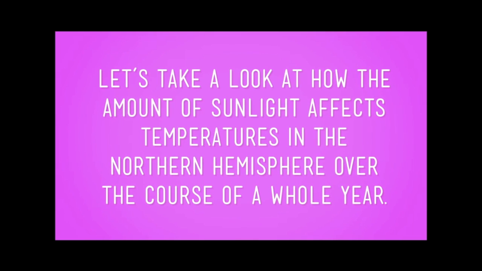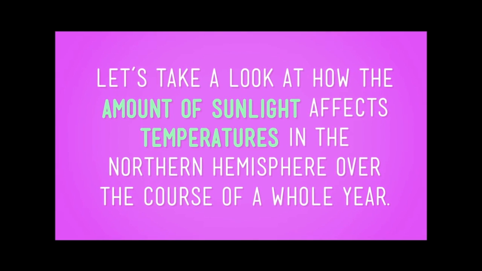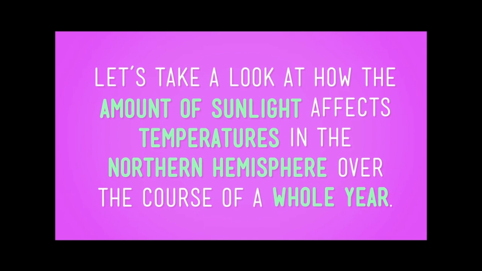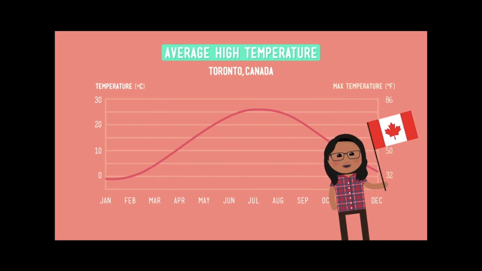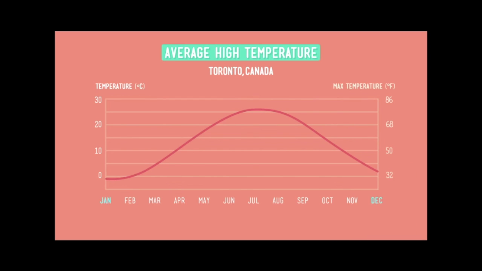Now, let's take a look at how the amount of sunlight affects temperatures in the northern hemisphere over the course of a whole year. An easy way to show this yearly pattern is by using a graph. This graph shows the average high temperature in each month for 1 year in Toronto, Canada, where I live. Looking at the graph, we see that during December, January, and February, when the northern hemisphere is getting very little direct sunlight, temperatures are low. And in the months of June, July, and August, when the tilt of the Earth on its axis is causing Toronto to get direct sunlight, the temperatures are much higher. Proof positive that something is going on here, and that something is this.